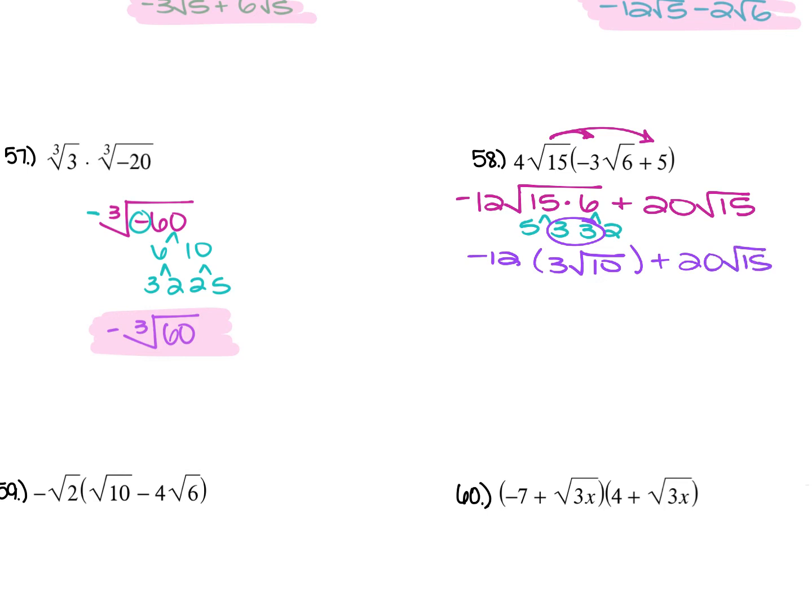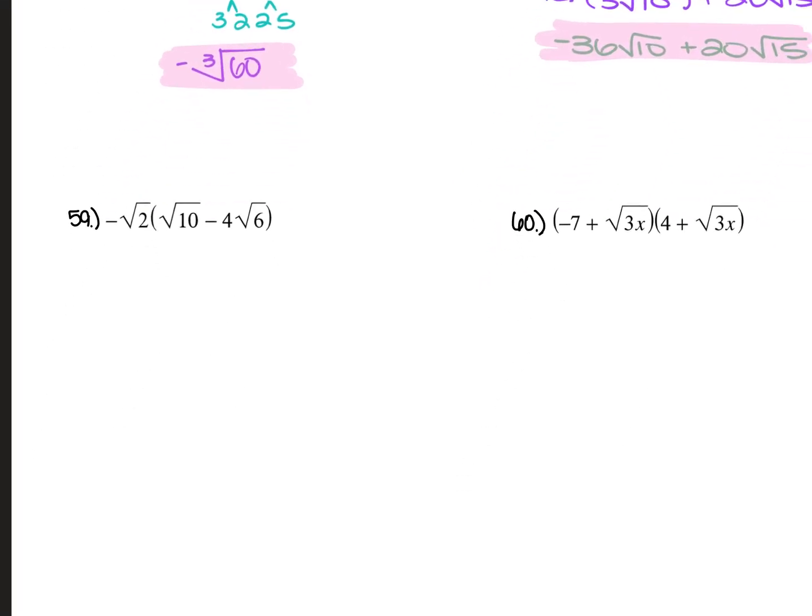If you simplify this, it gives you negative 36 square root 10 plus 20 square root 15. For 59, you have negative square root 2 times the square root of 10 minus 4 square root 6. So we're going to multiply these in. This is going to give you the negative square root 2 times 10 plus 4 square root 2 times 6.